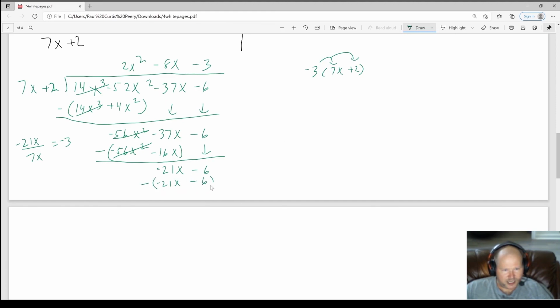We are going to subtract that. And since they match, right, negative 21x minus negative 21x, those are going to cancel out. Negative 6 minus negative 6 is going to cancel out. And that leaves me a 0. At this point, this is the answer. We got a 0, so there is no remainder in this case. And that's it.